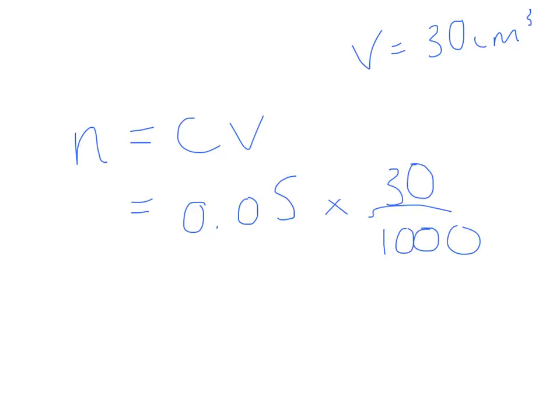Let me just grab a calculator on my computer. Here we go. So 30 over 1,000 times 0.05 gives me 0.0015 moles of HCl. Okay, so that's the number of moles of HCl that I used.